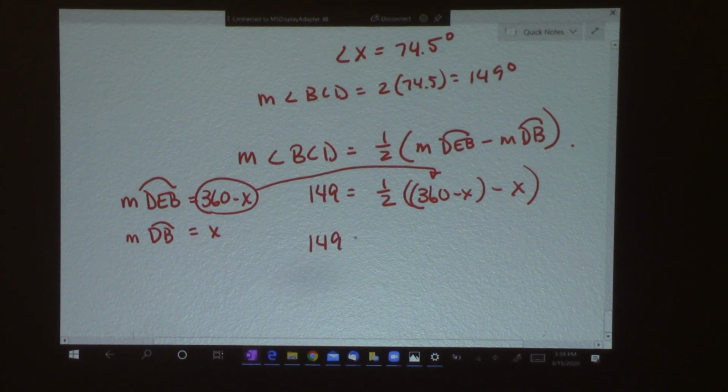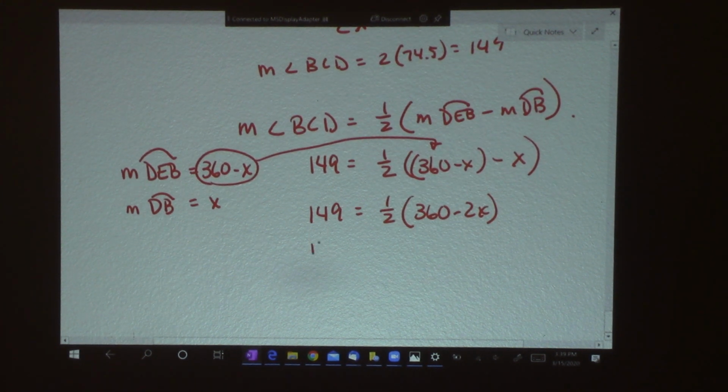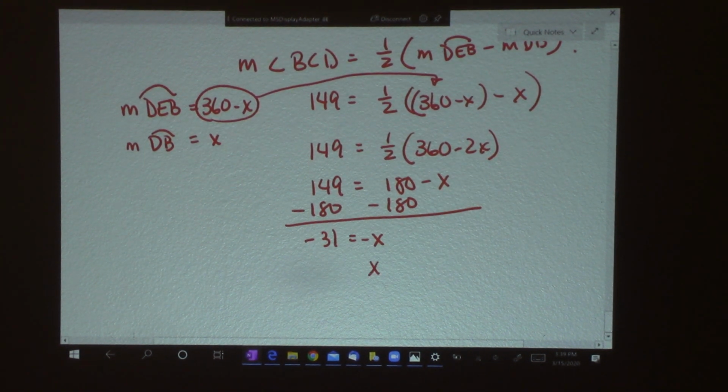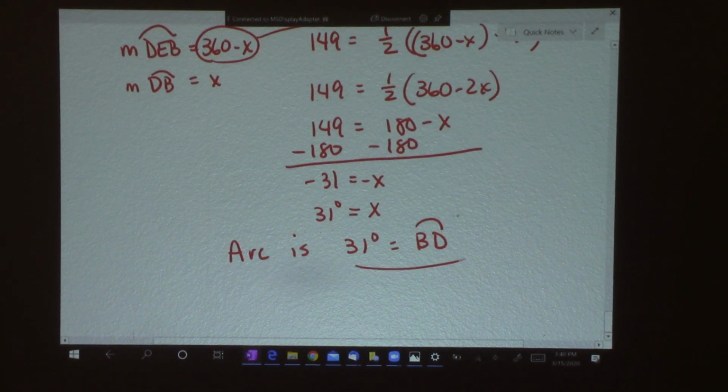So I have 149 equals 1/2 of 360 minus 2x. Now I'm going to distribute. So I have 180 minus x, and when I subtract and switch, I get negative 31 equals negative x, and x equals 31 degrees. Okay, so the arc of the Earth is 31 degrees. That's the amount of the arc, that is arc BD, that can witness the northern lights.